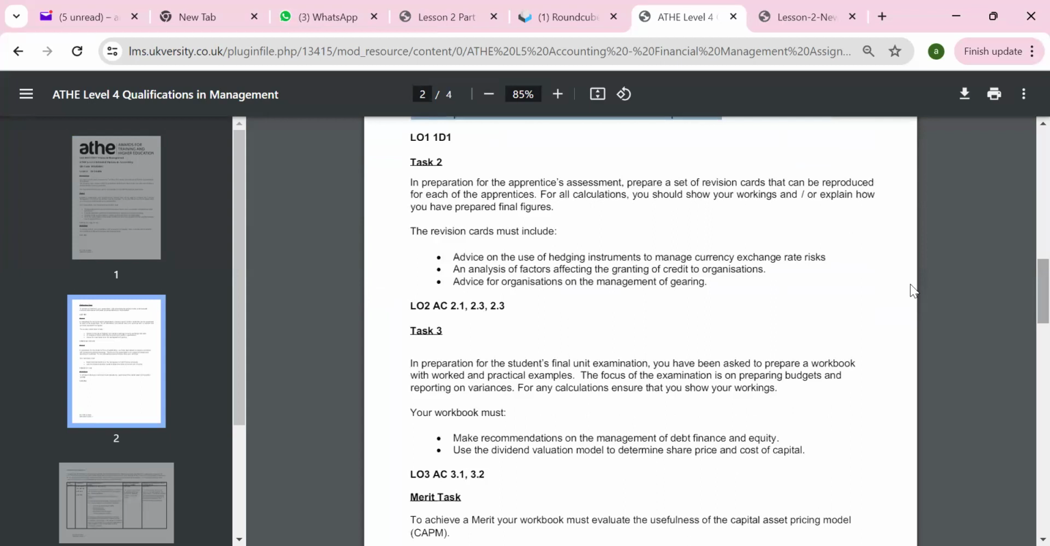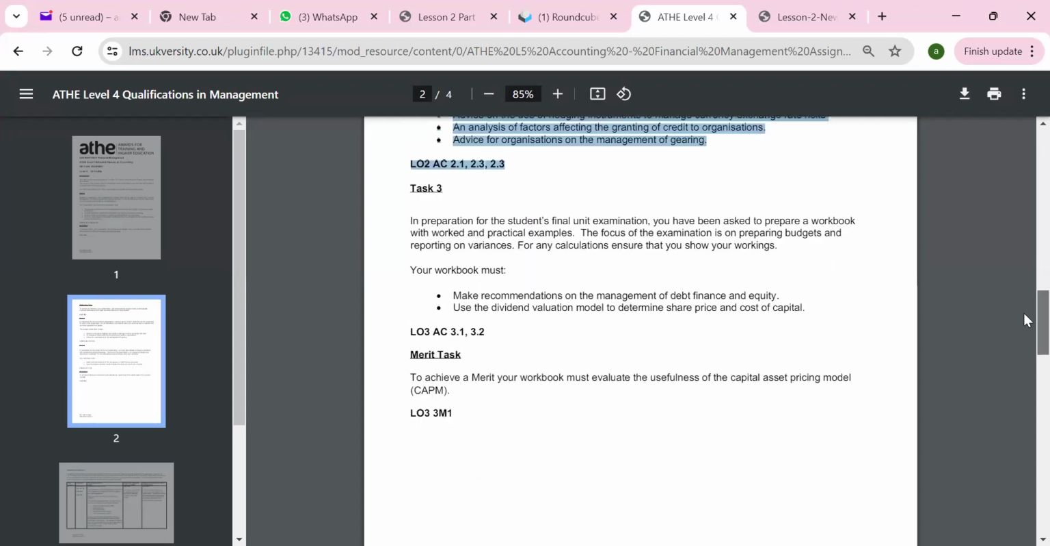Then we have task two: advice and use of hedging. Hedging means you're protecting against foreign currency movements. We can look at the factors affecting credit scoring, and the gearing ratio. That is based on lesson two.